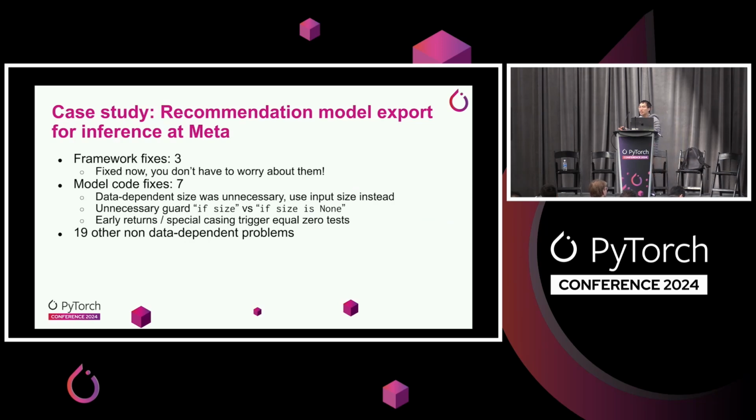So I have this nice case study. We were working on a recommendation model at Meta. We wanted to export it. I didn't do this one. It was a bunch of other people. They wrote this really nice journey log with all the problems they had. Three of them were bugs in PyTorch that they needed to fix. Oh yeah, I highly recommend running nightlies if you're sort of in this regime. So we fixed those bugs. You don't have to worry about them. There were 7 cases where they needed to make changes in the model. Some of them were the ones that I told you about already. And then there were 19 other non-data-dependent related problems. Sorry, export is hard. It's kind of life.